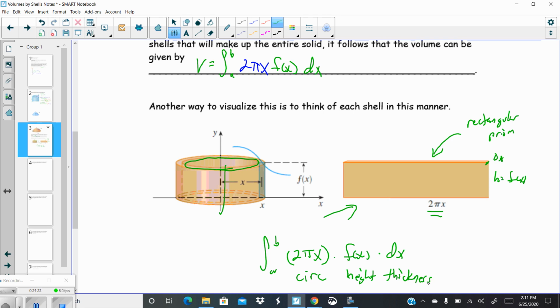All right, so we're going to come back now and we're going to do a few examples. I've actually forgotten how many examples I have. I've got four examples, and that should be it.